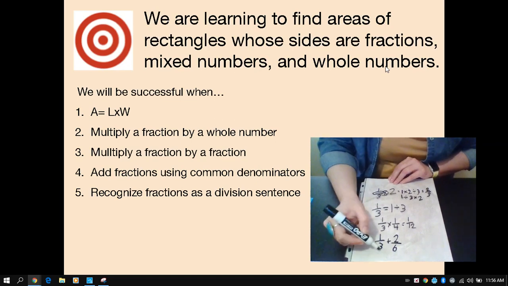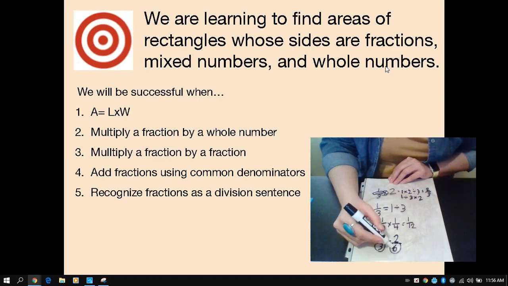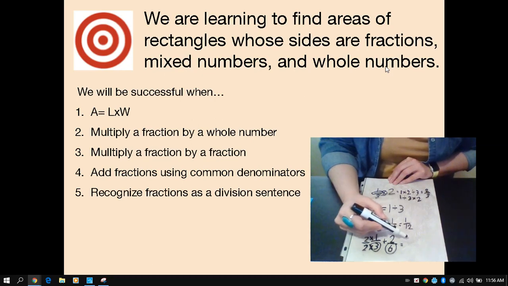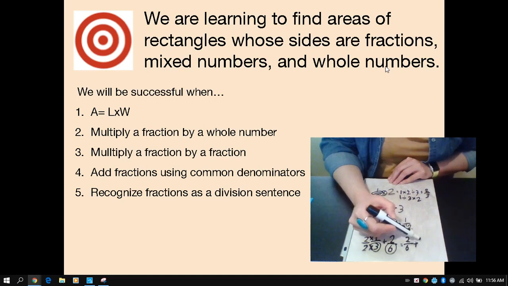Remember, when we add fractions, we have to have a common denominator here before we can add them. So this 3 has to become a 6, and I do that by multiplying it by the fractional equivalent to 1, which is 2/2. So my addition problem here becomes 2/6 plus 2/6, which is equal to 4/6.